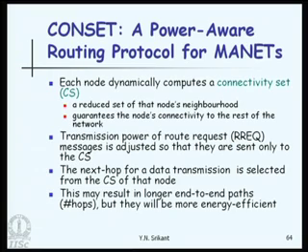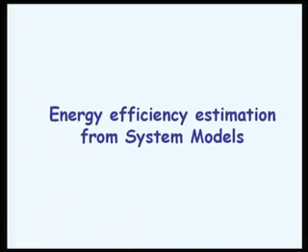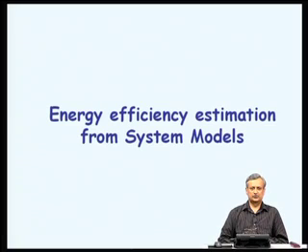This may actually result in a few more hops than the shortest path that is available, but all these are going to be energy efficient paths. So, we may be spending much less energy when we go through this CS method rather than the shortest path method. So, how is energy efficiency estimation carried out from system models? Let us consider this task.